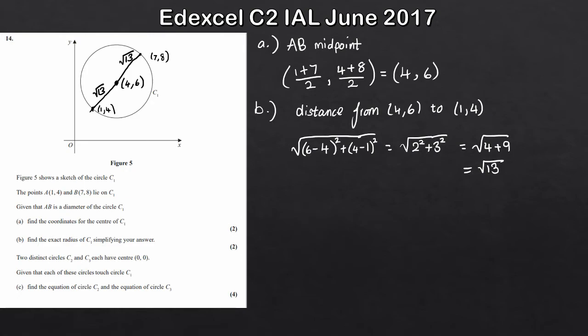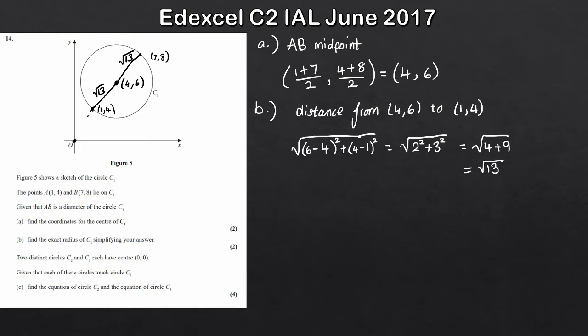And now for part C, it really does take a bit of thought on how to solve this one. We've got 2 distinct circles, C2 and C3. Both, again, have the centre 0, 0. We're told that each of the circles touches C1. So in that case, if both of the circles touch this circle C1 here, and they've got a centre at 0, 0, we need to figure out what's actually going on.